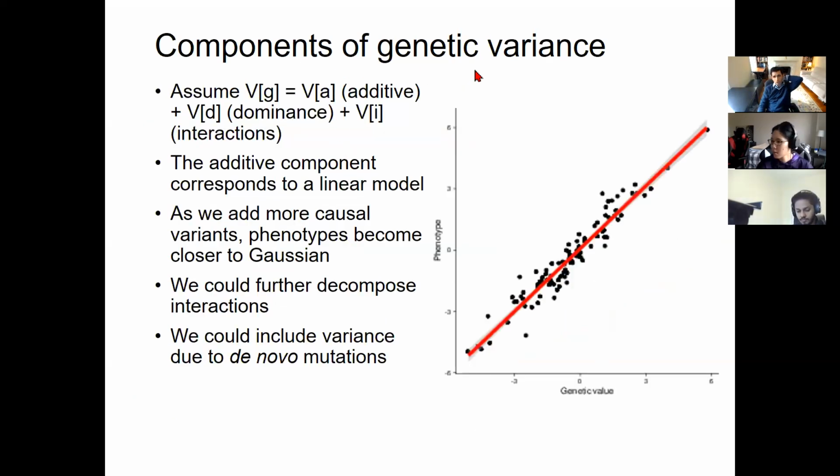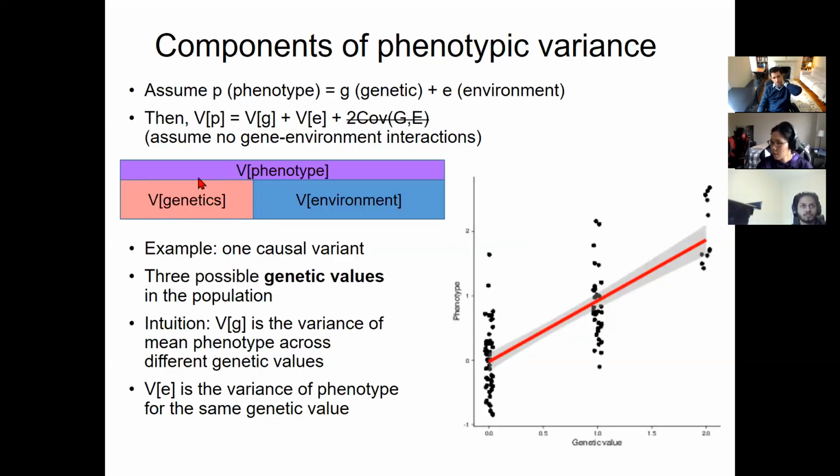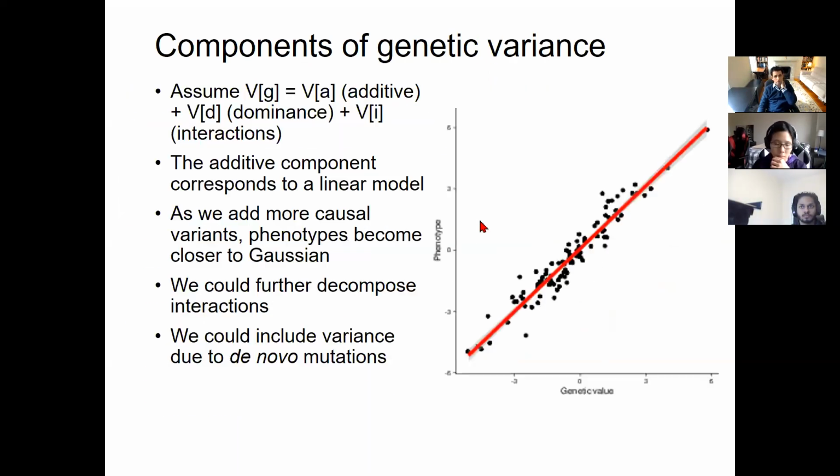So when we're building these components now of the genetic variation, V of genetics, we can partition that further into different components. We can start thinking of the genetic variation between individuals being driven by additive effects. So V of G, the portion of the phenotypic variation explained by genetics, can be explained by the portion explained by additive effects in my sample, by dominant effects in my sample, and also by interaction effects between the genetic variants, okay?